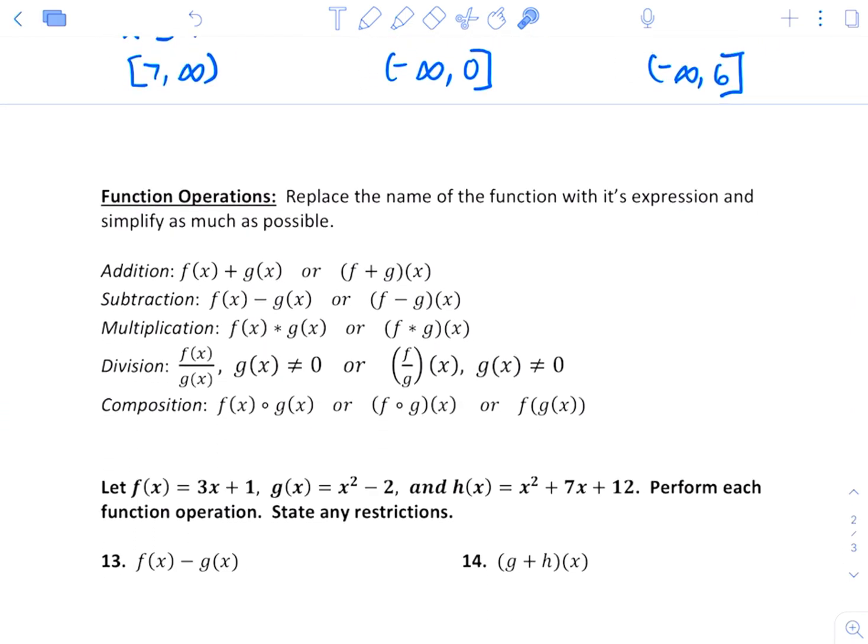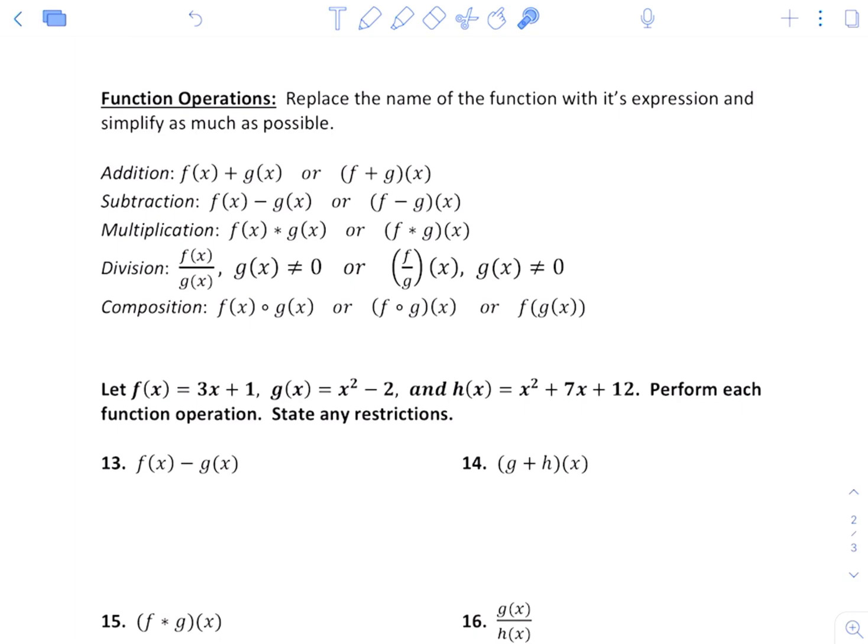All right, so next we are going to talk about our different function operations. And we will do that in the next video.